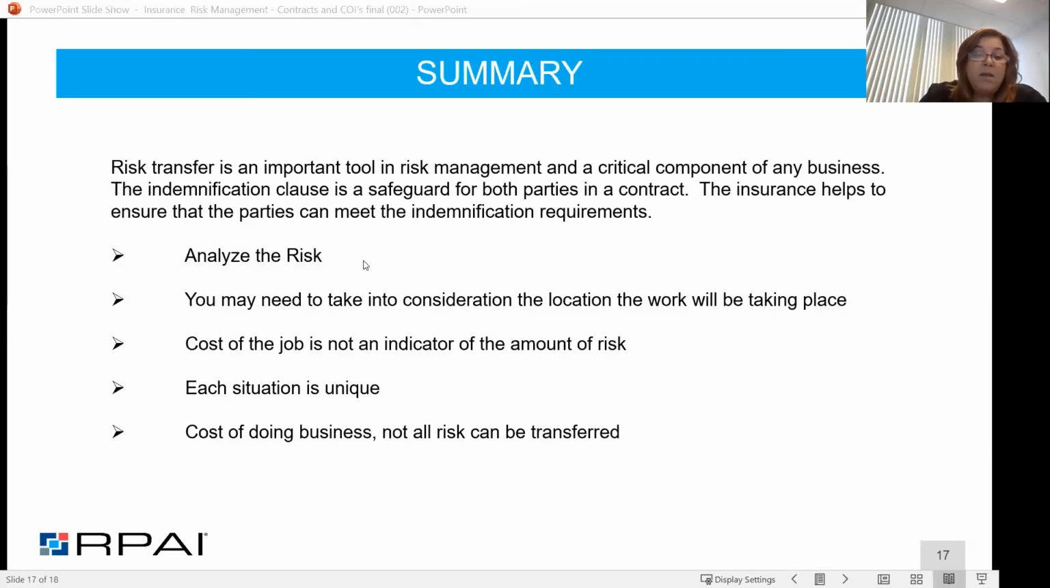Also, if I'm in a smaller regional area, maybe more rural, and they don't have as many contractors available, maybe I have to accept something that's a little bit different. But the one thing that I don't take into account is the cost of the job. Just because somebody's charging me $5,000 for a job versus $100,000 doesn't mean the work that they're doing isn't more risky.